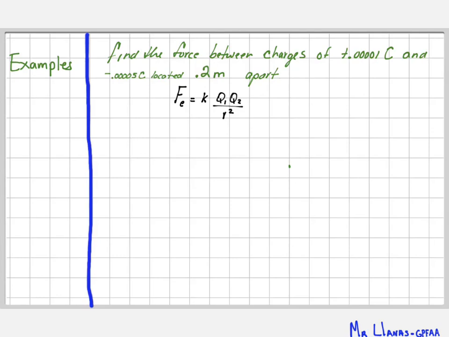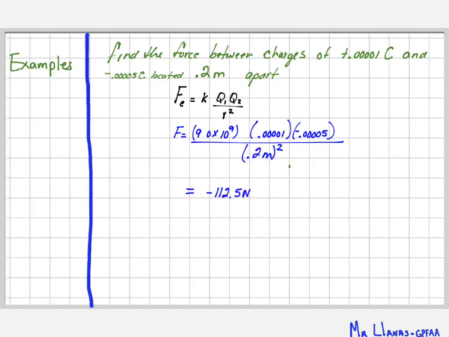You know the equation that we're going to use for Coulomb's law, so we plug it in. We put in all the numbers, and the force equals all these numbers multiplied, divided by 0.2 squared, because that's the distance. And when we do the math, we end up with negative 112.5 newtons.